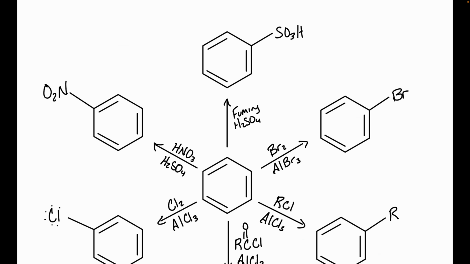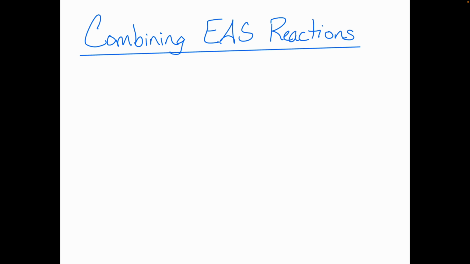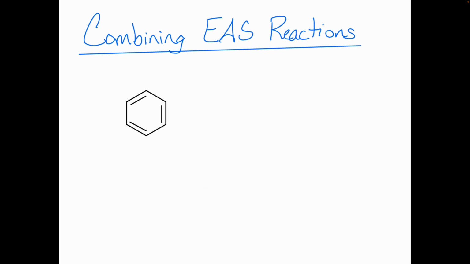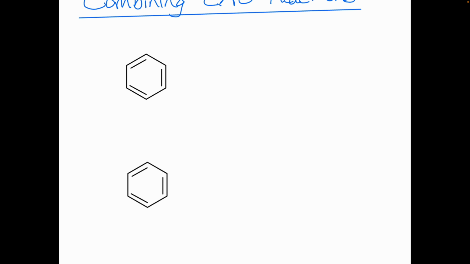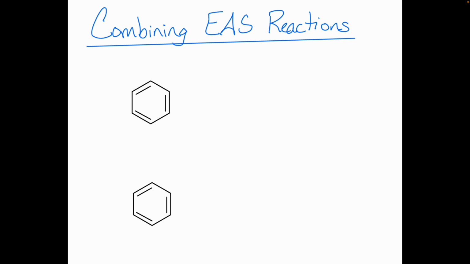All right, so first, let's just practice, see if you can from memory here, tell me what we would do in each of these 2 reactions. We're going to take a benzene ring, and we're going to add, in this first instance, nitric acid and sulfuric acid. All right, and in the second instance, we're going to add bromine and aluminum bromide.